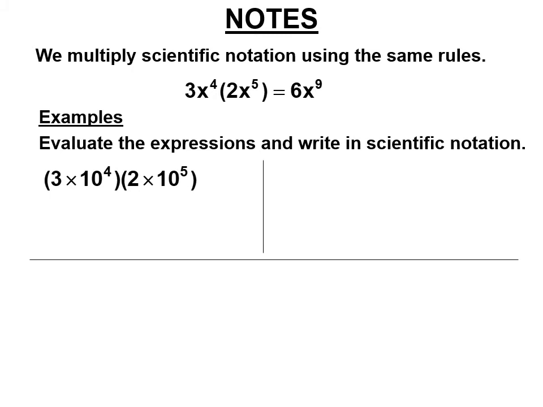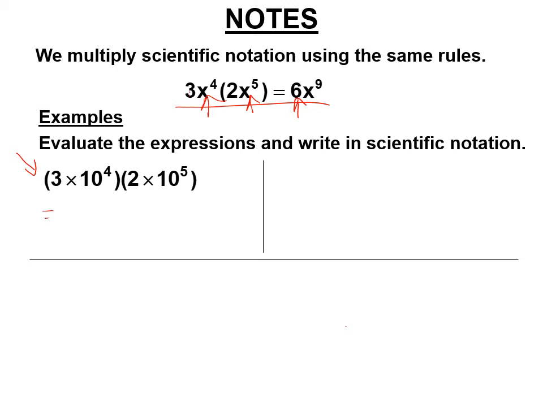All right, so it turns out that scientific notation uses the same rules. Compare the first problem here to this example, right? If you have 3 times x to the 4th times 2x to the 5th, you'd multiply the coefficients 3 times 2 and get the 6. You'd add the exponents of x to the 4th times x to the 5th and get x to the 9th. This is the same rule.